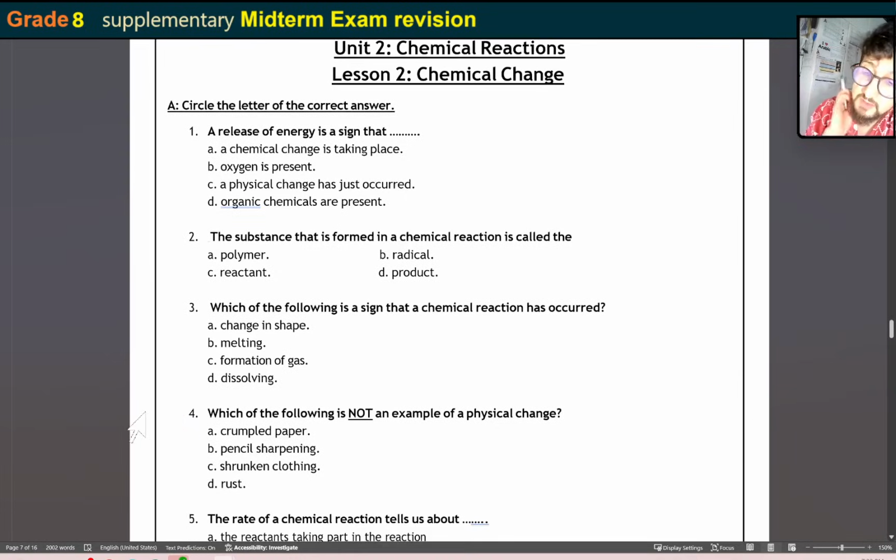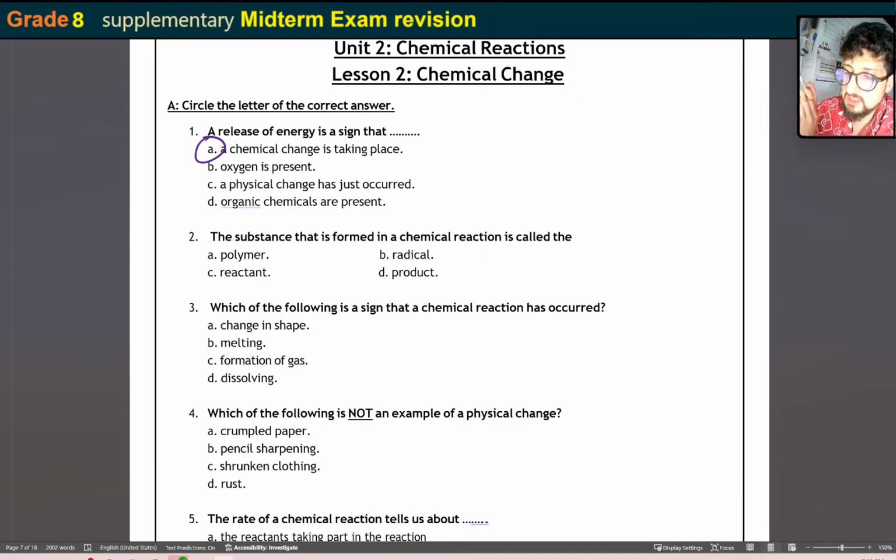We are flying through these. Okay, let's go. A release of energy is a sign that an exothermic reaction has taken place. So an exothermic reaction is one where energy is released, where heat is released, and an endothermic reaction is one where heat is taken in. So a chemical change has taken place. Yes, certainly. Oxygen is present. We don't know that. A physical change has occurred. We don't know that. No. Organic chemicals are present. Maybe, but certainly a chemical change has taken place.